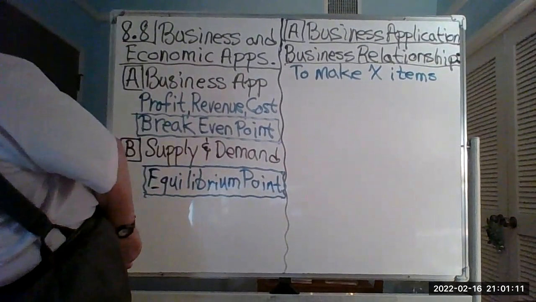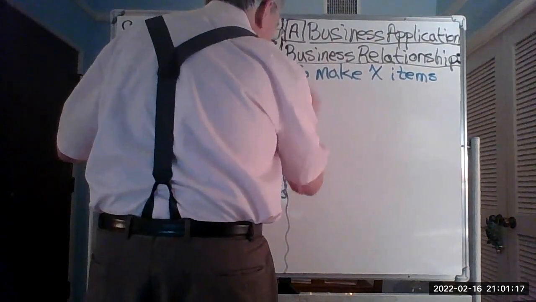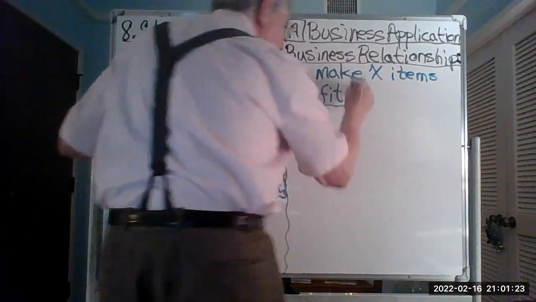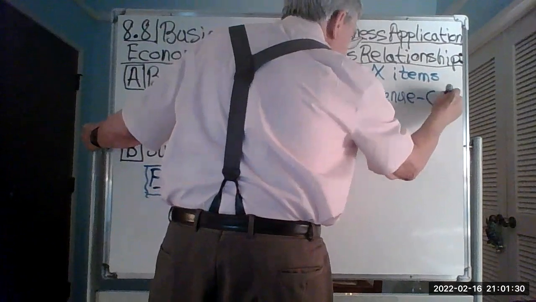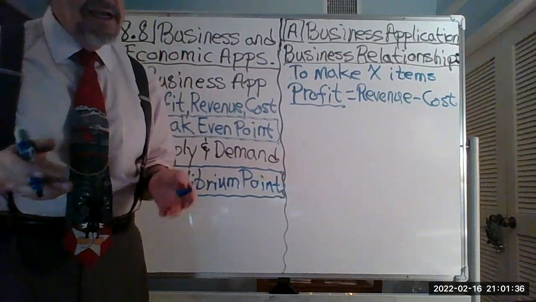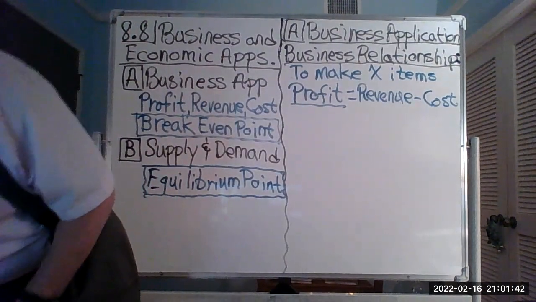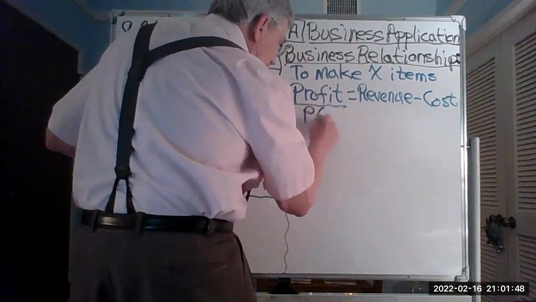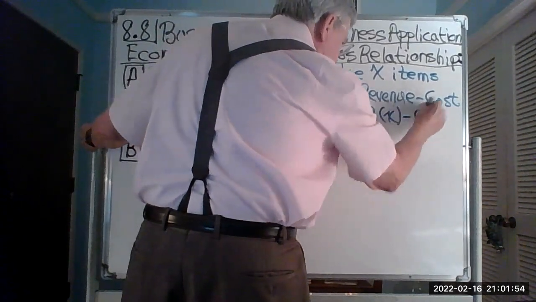Okay. So the different relationships that then make up those X items, we have the profit. And that's equal to the revenue minus the cost. Okay. So how much you sell the things for, minus how much it costs you to make the things. And notice all of these can be functions. So this is P as a function of X is equal to R as a function of X minus C as a function of X.